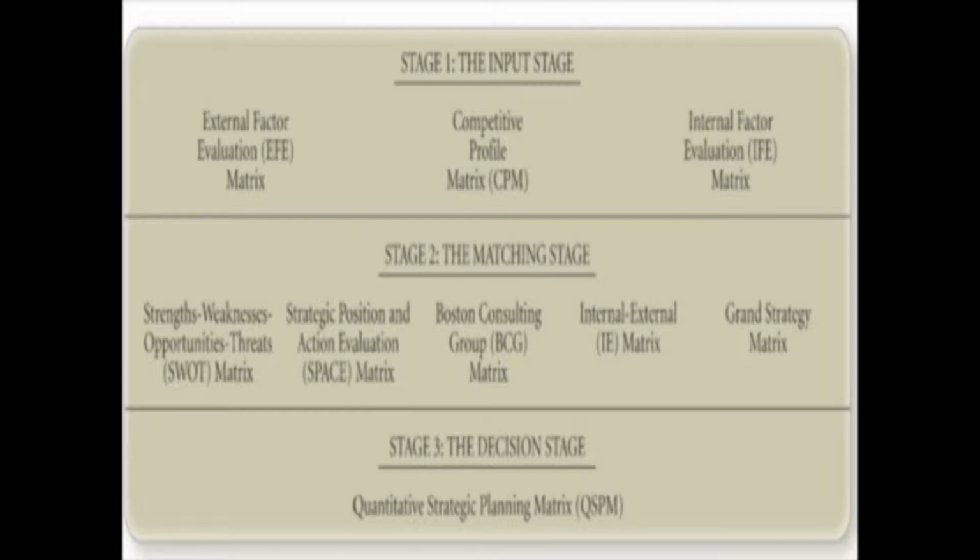Stage 2, or the matching stage, focuses upon generating feasible alternative strategies by aligning key external and internal factors. It has 5 techniques, which include the strengths, weaknesses, opportunities, threats matrix, the strategic position and action evaluation matrix. All of these tools mentioned were already discussed by the previous group. So now let us continue in discussing the remaining tools of stage 2.